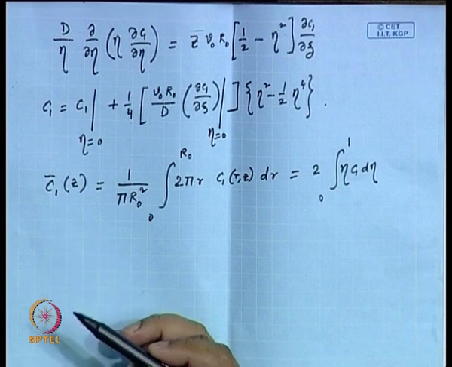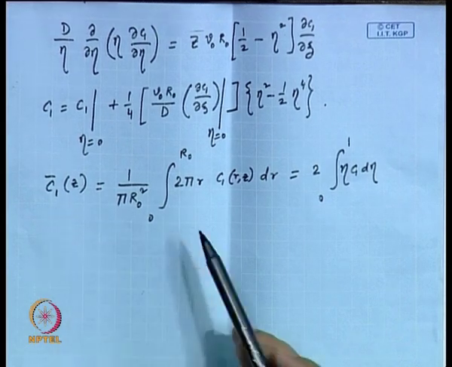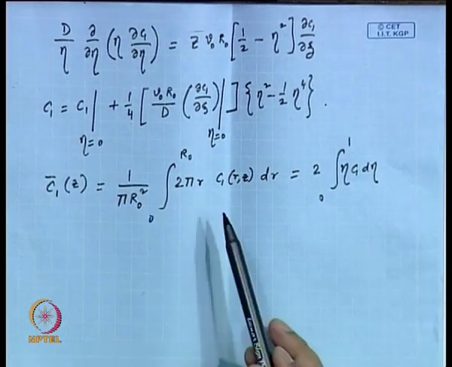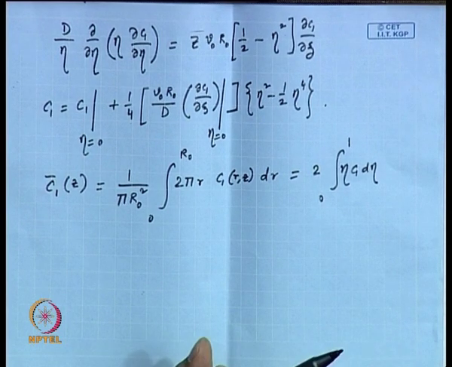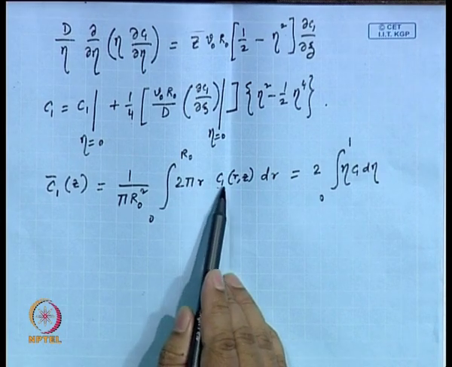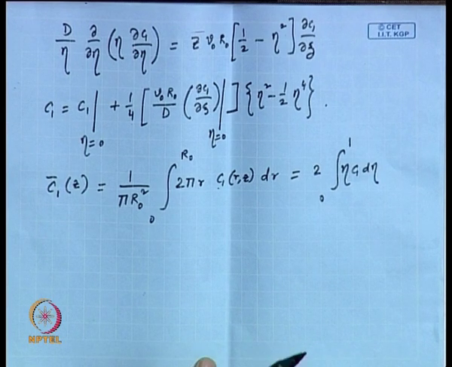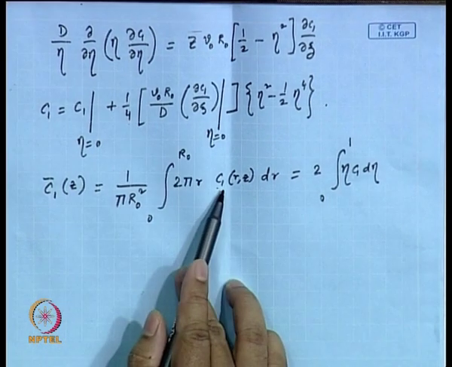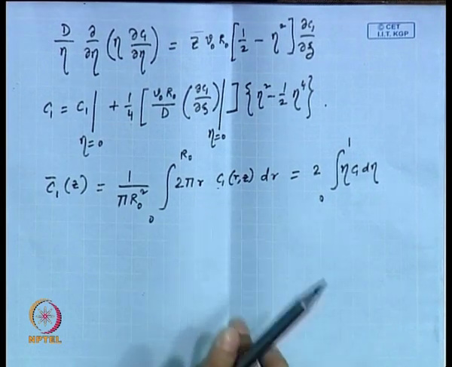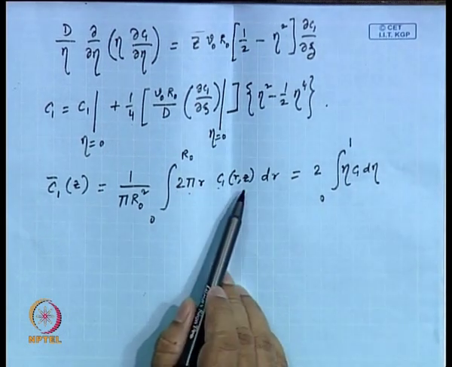bar z, that means that is what we are trying to find out, the concentration averaged over the entire cross section. So, if you try to find out the concentration averaged over the entire cross section, you have to pick up a differential element, annular shaped differential element, and find out what is the concentration. So, for that annular shaped element, the concentration is C1 r z. For that annulus whose inner radius is r and the outer radius is r plus dr, the concentration you assumed is C1 r z.